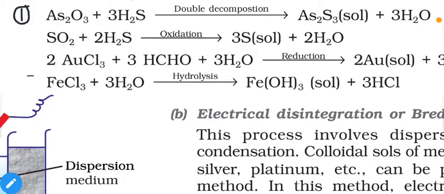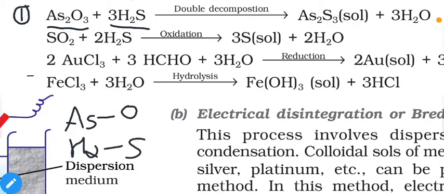So our first reaction is double decomposition. As the name suggests, we will carry out a double decomposition reaction. That means we will decompose two different reactants in the same reaction. As we can see, we have As2O3 and H2S. Both of them are going to be decomposed. That means we will break the bond between As and O as well as H and S from H2S. Both of them will break their bonds and they will exchange their respective negative ions.